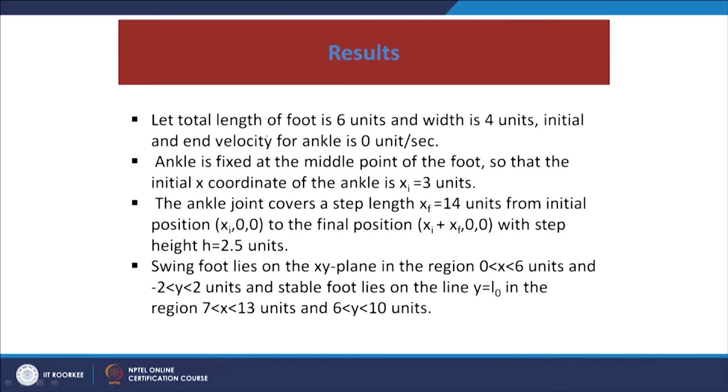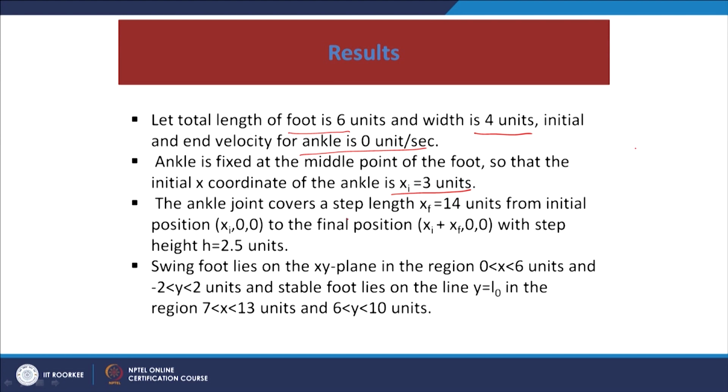So, for simulation purposes we consider, apart from the parameters which were given in the first table about the leg lengths, mass, etc., the length of the foot as 6 units and its width as 4 units, and the initial and end velocity of the ankle is taken to be 0. It starts with 0 velocity and then stops at the final time. The ankle is fixed at the middle of the foot, that means at 3 units the initial position of the ankle is there.